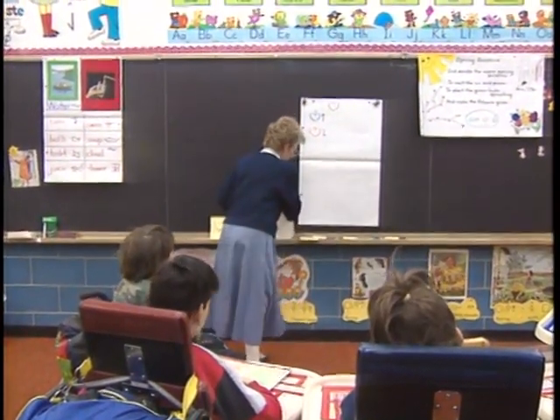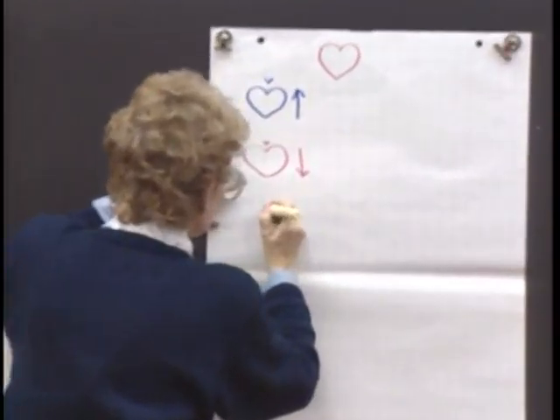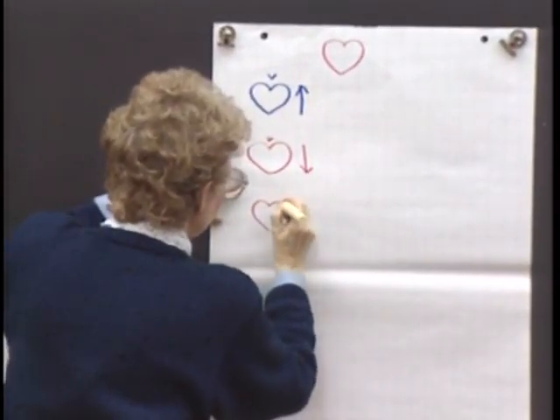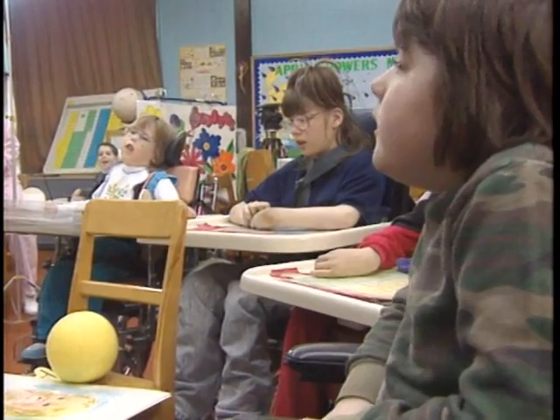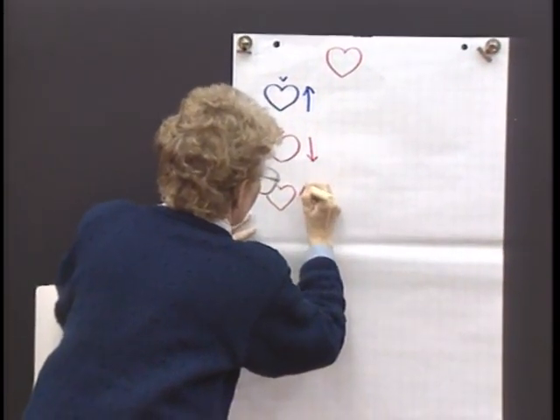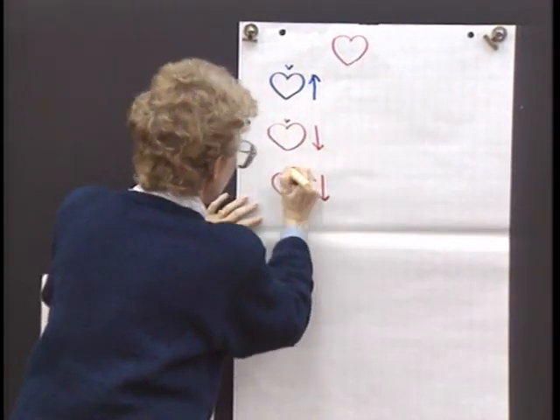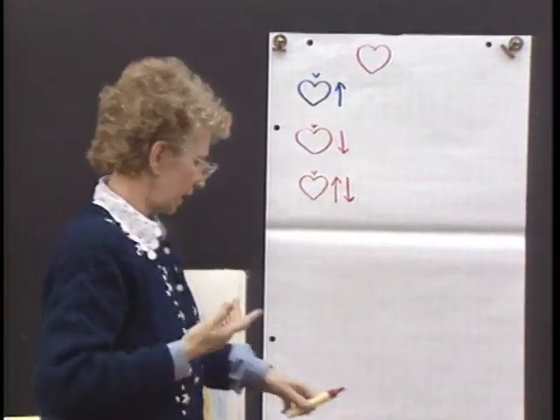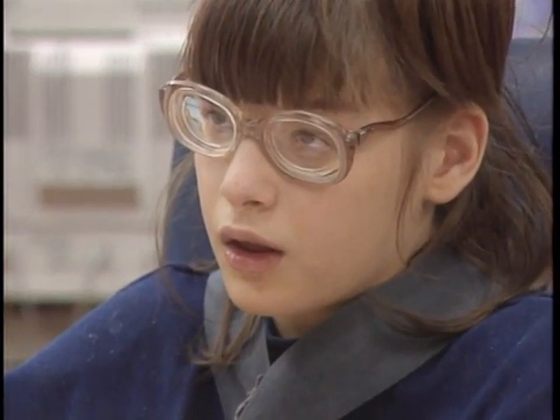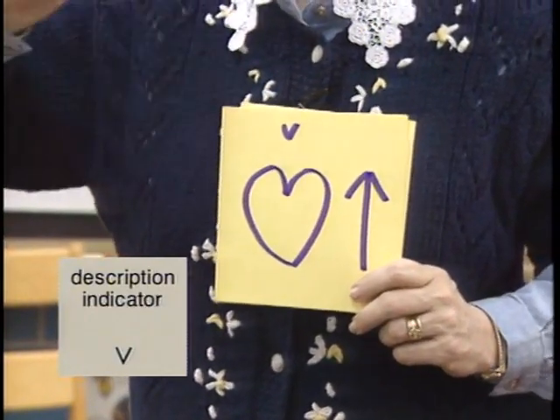Let's draw the symbol for upset. Now, Mrs. Tressel will start with the heart again because it's a feeling. Feelings that are up. Feelings that are down. And I better get my marker because it's a feeling. She is feeling upset. Notice the description indicator appearing over symbols that describe.